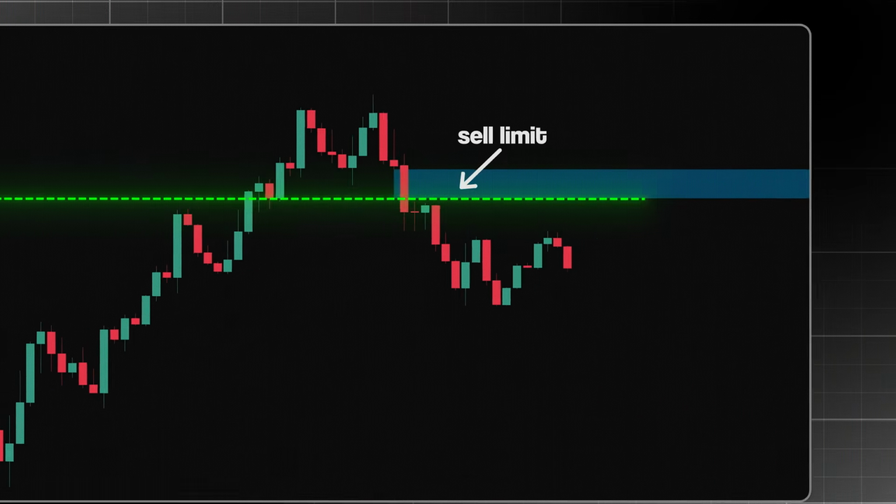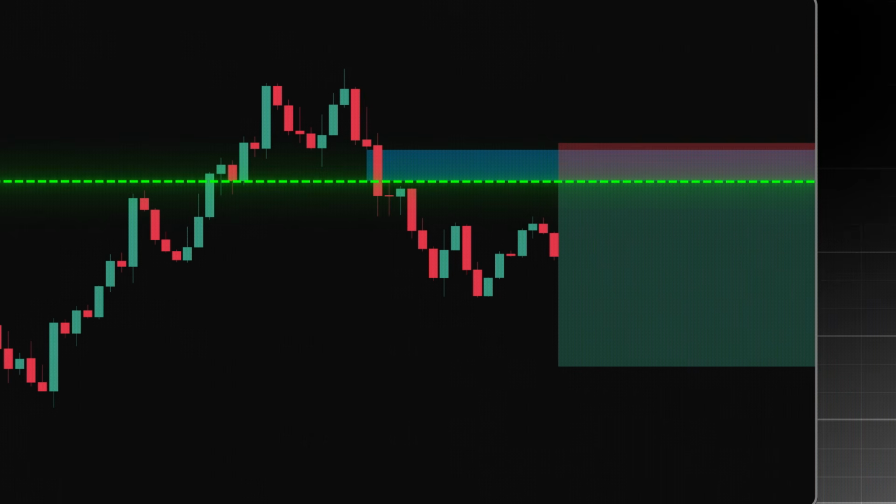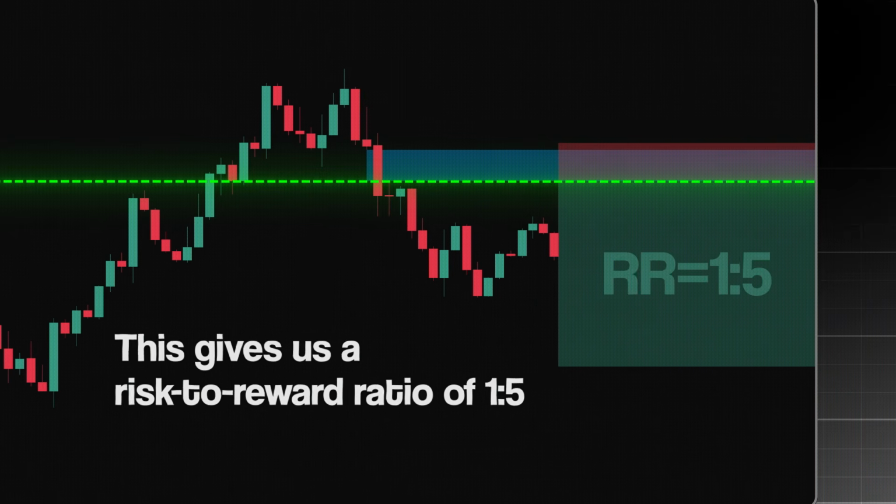We place a sell limit order at the lower boundary of the fair value gap. The stop loss goes slightly above the fair value gap, and the take profit is set at 5 times the stop loss distance. This gives us a risk-to-reward ratio of 1 to 5.